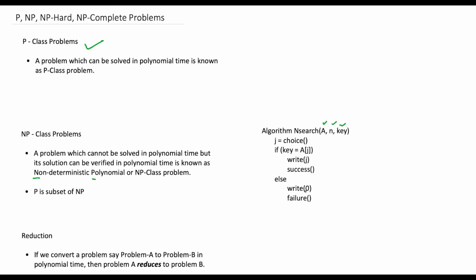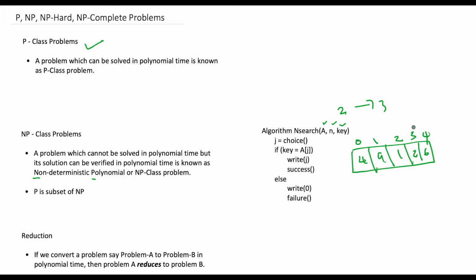Otherwise we will write 0, then we will call a function called failure. Suppose that I have an array and it has several numbers, let's say 4, 9, 1, 2, 6. The indices of this will be 0, 1, 2, 3 and 4. If I'm going to search for the number 2 in this array, this choice function is giving me magically the number 3. That is, it is showing me the index of the number 2 is 3.